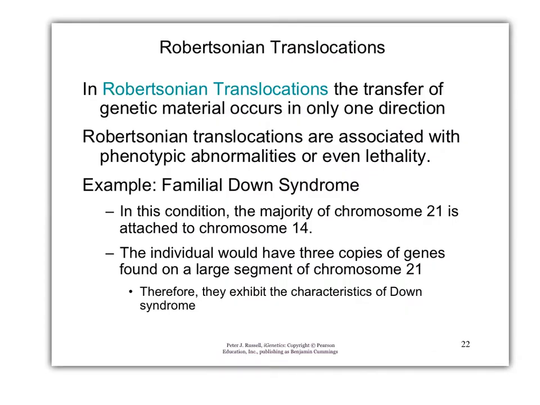Robertsonian translocations. Let's talk about that because it does cause a form of Down syndrome that's actually inherited. Normally Down syndrome is spontaneous, but in this case it is inherited. Much of chromosome 21 is attached to chromosome 14. And so it's really that third copy of 21, even though it's not the entire chromosome, that causes Down syndrome.